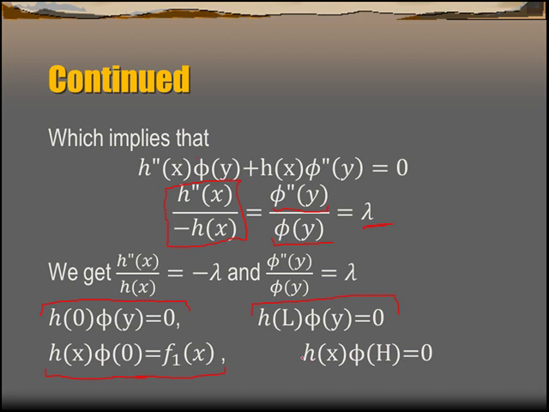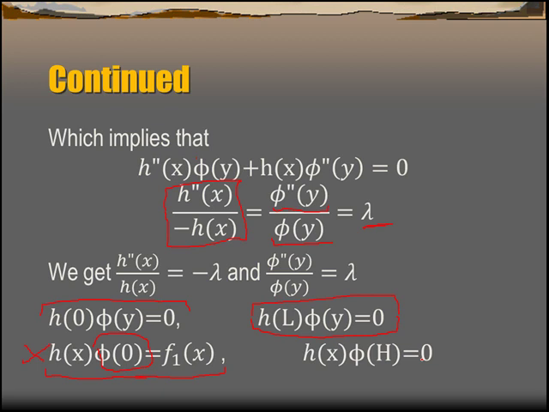Three of these relations are informative and one relation is not informative. This relation does not give us any information. This relation tells us h multiplied by phi at 0 is equal to some non-zero quantity f1 of x. We cannot conclude that phi of 0 is equal to 0. And these three conditions are very informative for us. These three conditions tell us h at 0 is 0, h at L is 0, phi at h is equal to 0.